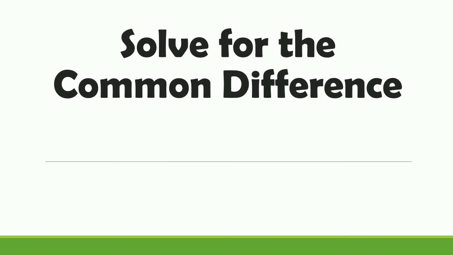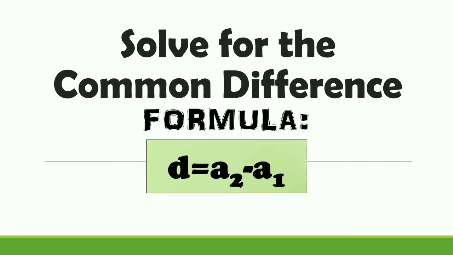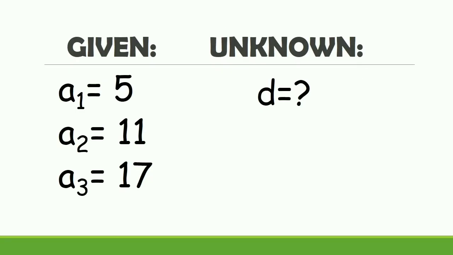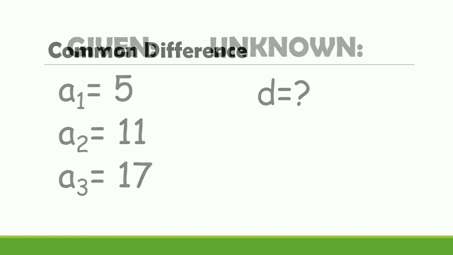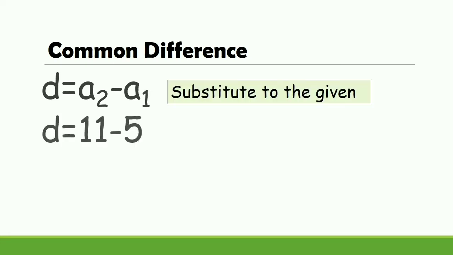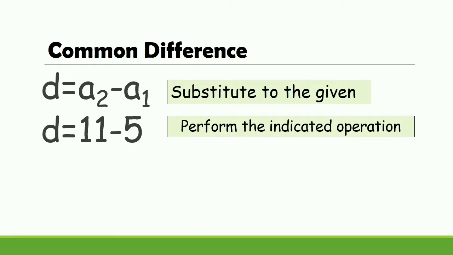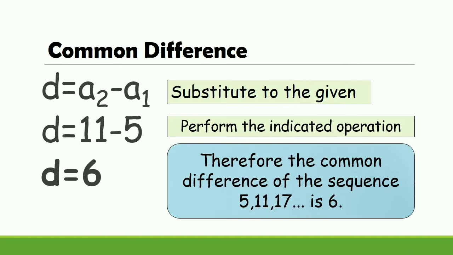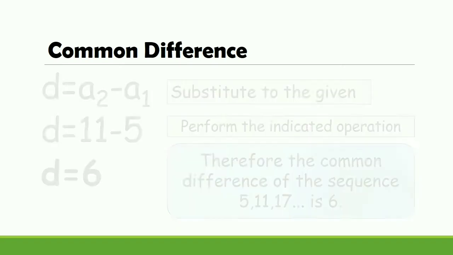Let's now solve for the common difference using the formula d is equal to a sub 2 minus a sub 1. Given, a sub 1 is equal to 5, a sub 2 is equal to 11, a sub 3 is equal to 17, and d is the unknown. d is equal to a sub 2 minus a sub 1. Substitute that to the given. d is equal to 11, which is a sub 2, minus 5, which is a sub 1. Then, perform the indicated operation. 11 minus 5 is equal to 6. Therefore, the common difference of the sequence 5, 11, 17 is 6.